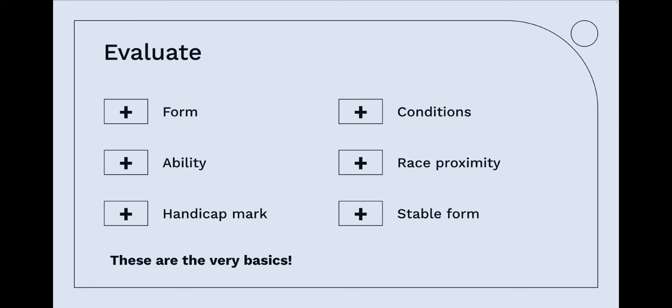and the ground, etc. The race proximity for a runner just reappearing after a long layoff, you're going to need to see that it goes well fresh. If it's running after it's just had a week since his last race, then we're going to need to see that he can take his back-to-back races well. And then, of course, stable form, especially at the beginning of the season. Now, these are the very basics, but it gives you something to work on.